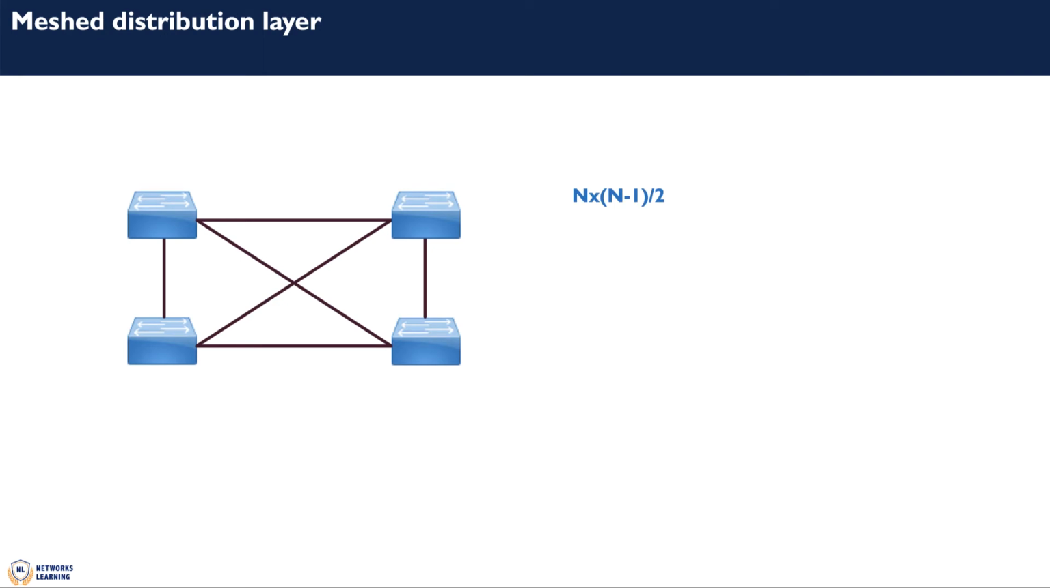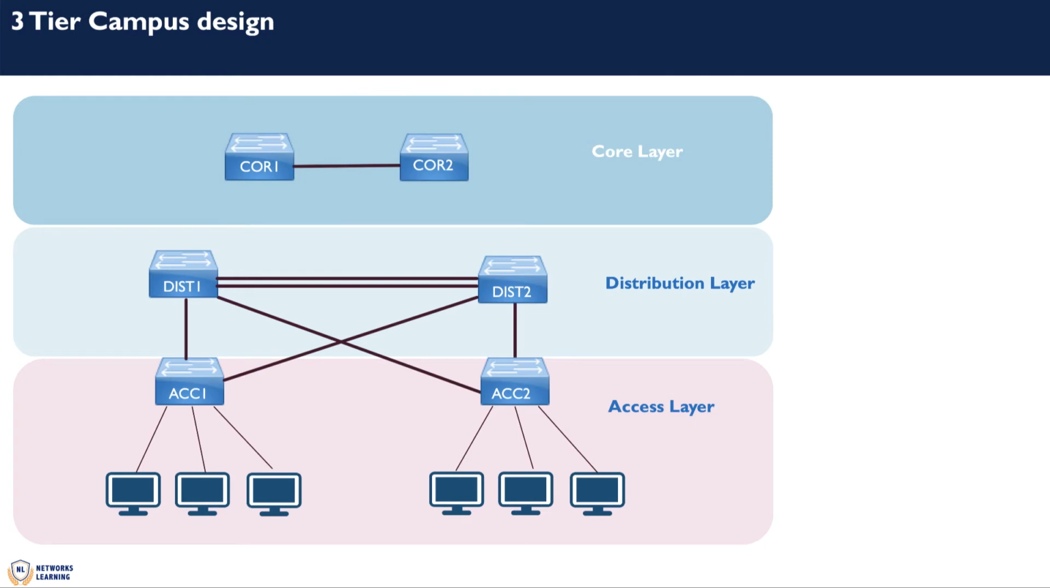So one of the solutions is to create another layer, a core layer, and this becomes a 3-tier campus design. So how does this fix the mesh issue with the distribution? With this design, every distribution switch will only have 2 links or 2 connections towards the core routers or the core switches. So there is no need to interconnect, in fact, distribution 1 and distribution 2. All switches will only connect to the core switches.